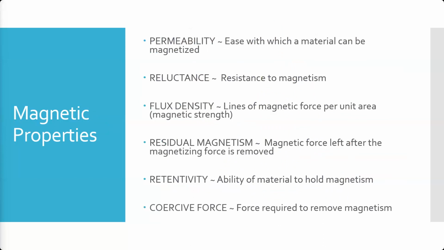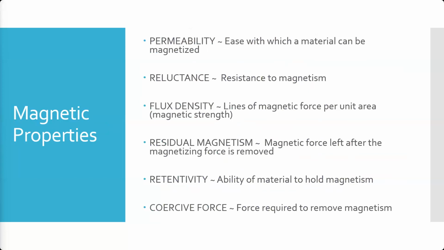So here are those magnetic properties that I was referencing when I was talking about whether a part can be magnetized. A ferromagnetic part, will it be magnetized? The first one is permeability. How easy is it to magnetize a material? How easy is it to take all those different poles and get them to align with one another? The next one is reluctance. How resistant to magnetism is a part?